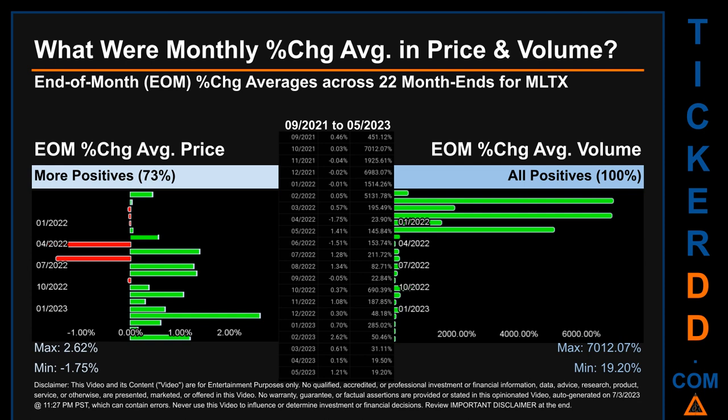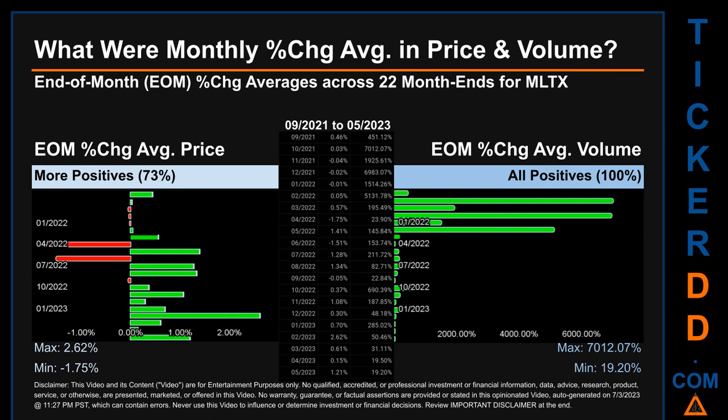From 09-2021 to 05-2023, 16 out of 22 month ends had a positive percentage change in average price. That is 73% of month ends saw a positive percentage change in average price. In terms of volume, 22 out of 22 month ends had a positive percentage change. That is 100% of month ends saw a positive percentage change in average volume.